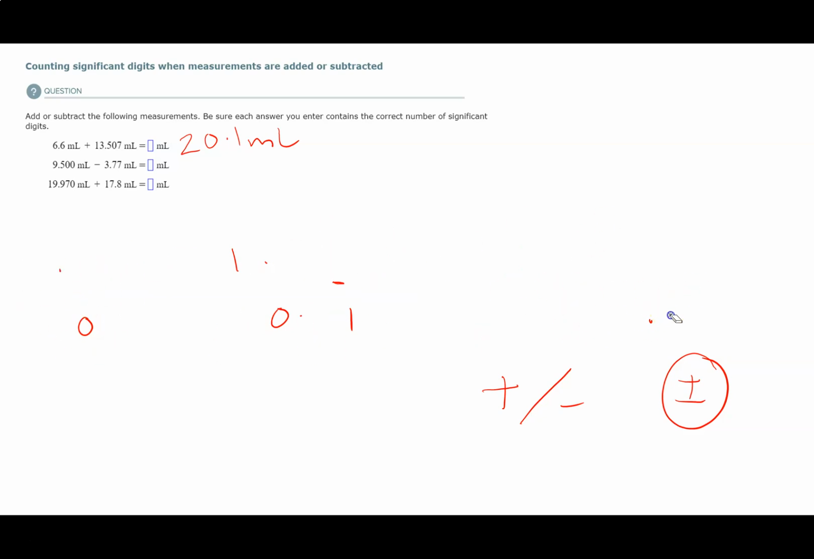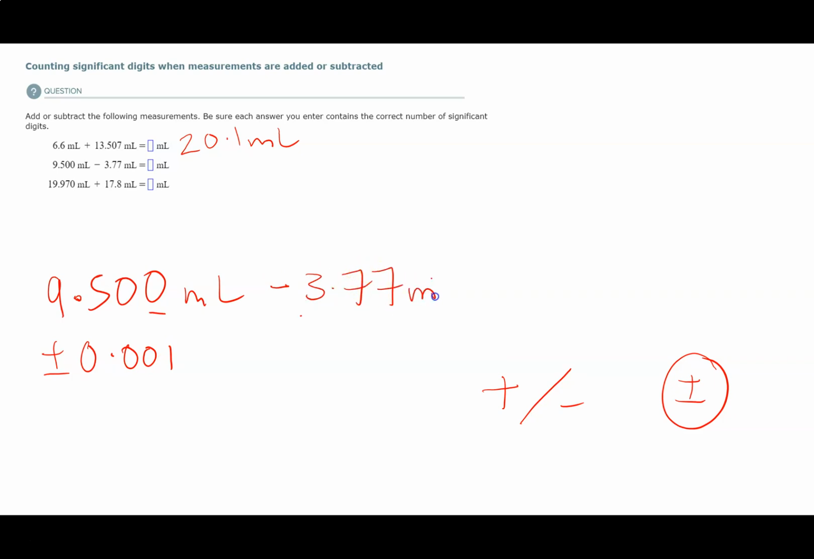All right, let's have a look at the next one. It's subtraction. So again, we're using our rule about the greatest uncertainty is what we need to round our answer to. So we've got 9.500 milliliters. So that has uncertainty out there. See those trailing zeros count. So 0.001s is where that uncertainty is. Minus 3.77 milliliters. So this guy, it's at the 0.01s. All right. So our answer 0.01 is bigger than 0.001. So whatever our answer is, we've got to take it out to the 0.01s.